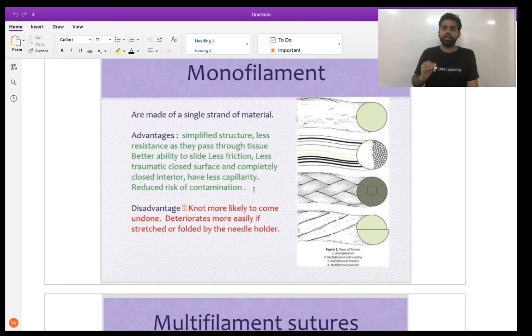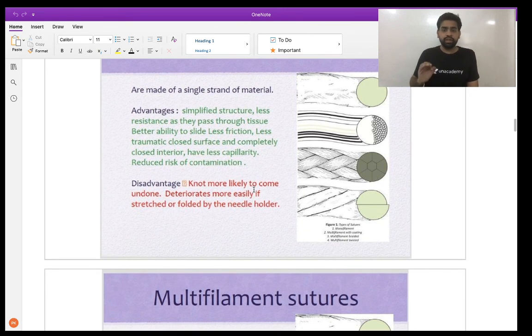What is the disadvantage of a monofilament suture? This is very important: the knot. The knot is more likely to come out. If you tie a particular knot, it is more likely to untie itself.